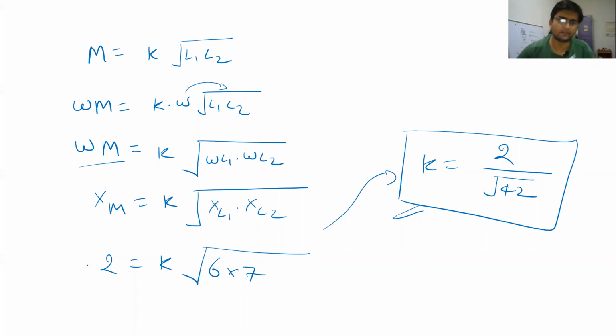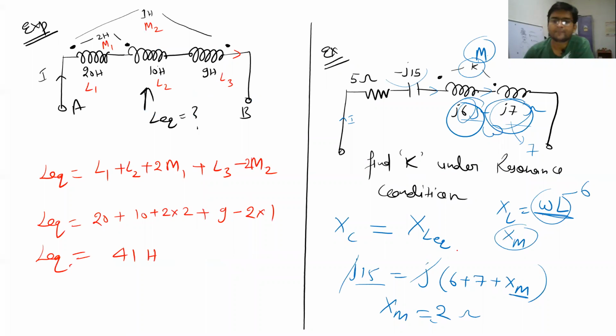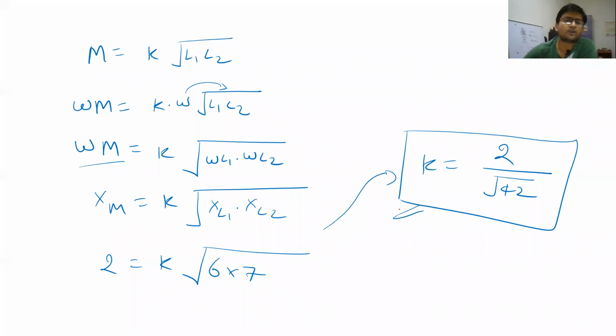I think I made a little mistake here. It is a very common mistake. You know that L equivalent is equal to L1 plus L2 plus 2M, right? Not single M. So in place of XM, here we will have to take 2XM, right? So 2XM is 2 ohm. So it means XM will be equal to 1 ohm. So this is a small difference. So here in place of 2, you will have to write 1. So your answer will be 1 upon under root 42. Clear? So sorry for this mistake. This is a silly human mistake.